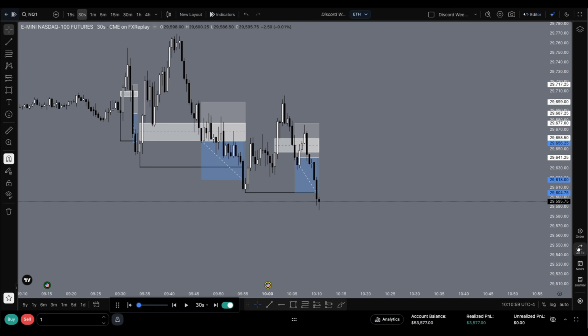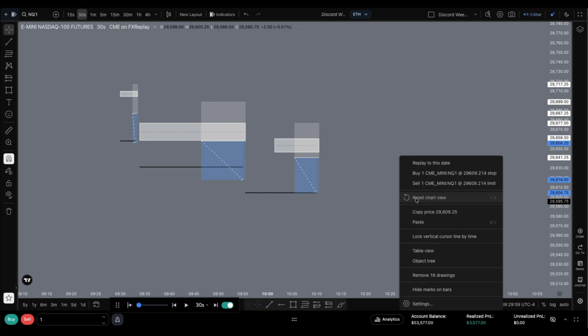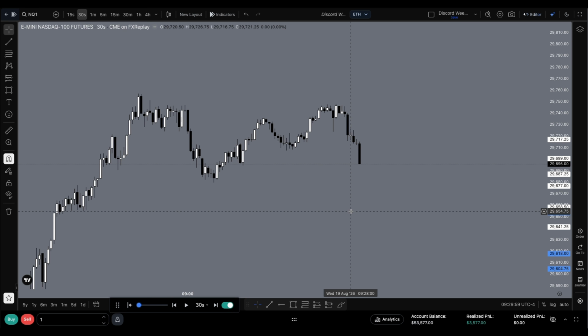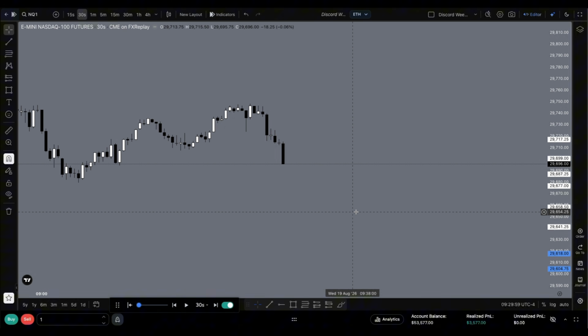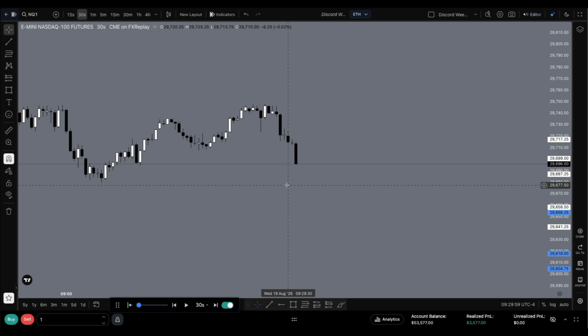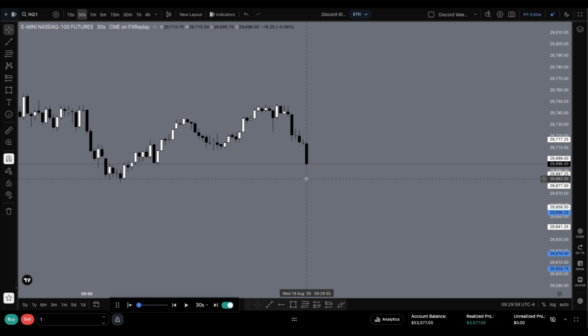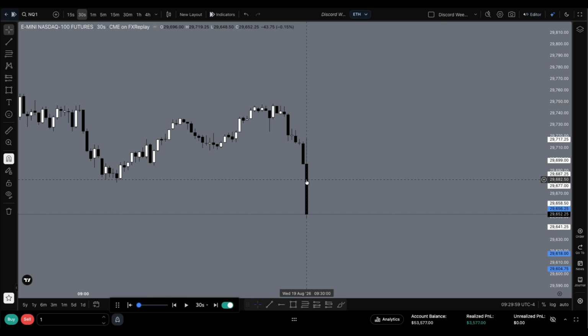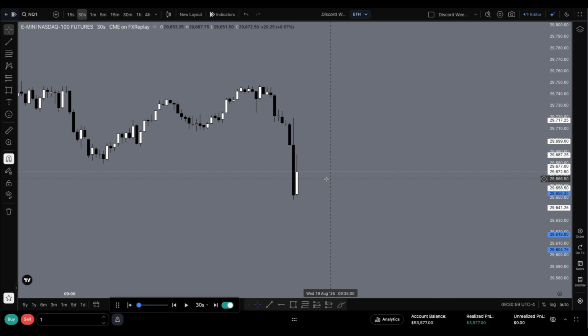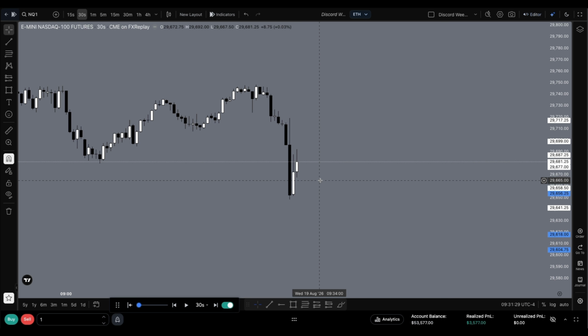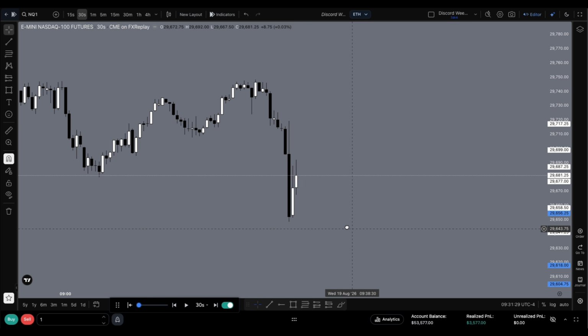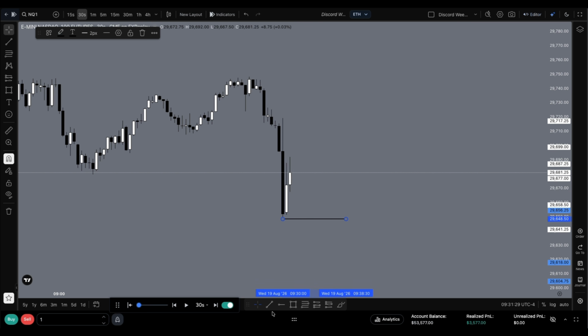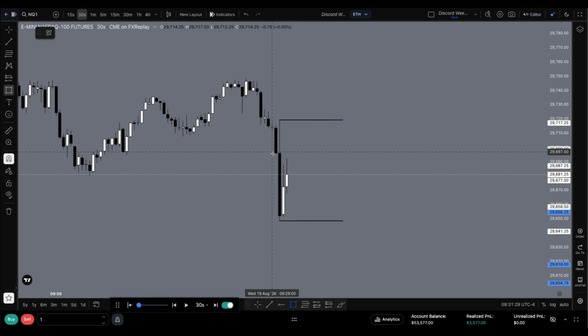Alright, so now let's move to the next day. So this day is Wednesday. Okay, we have our 930 high and low. So what I want you to see here, we have the 930 low, we have the 930 high. And we have this gap already been made.